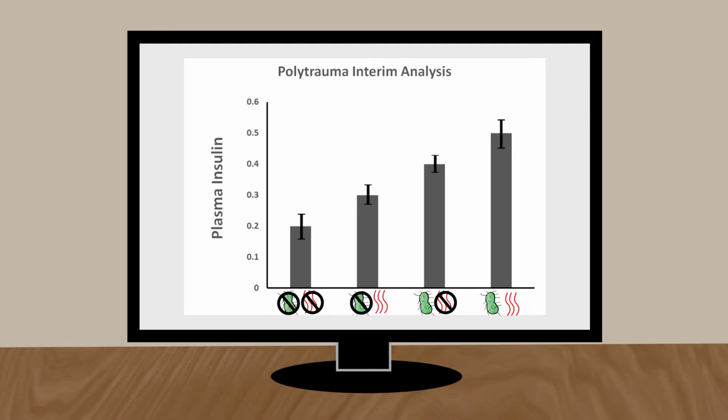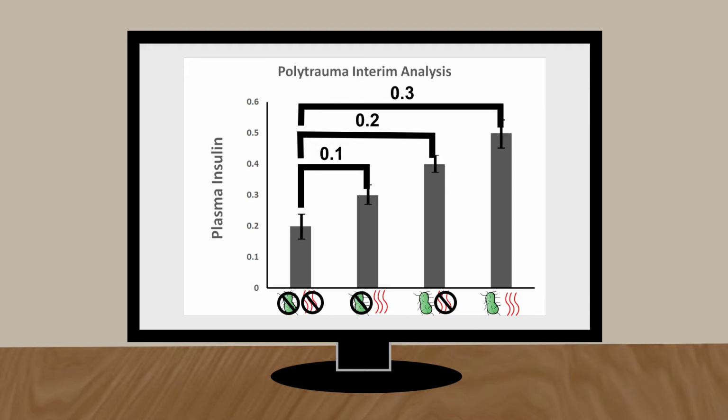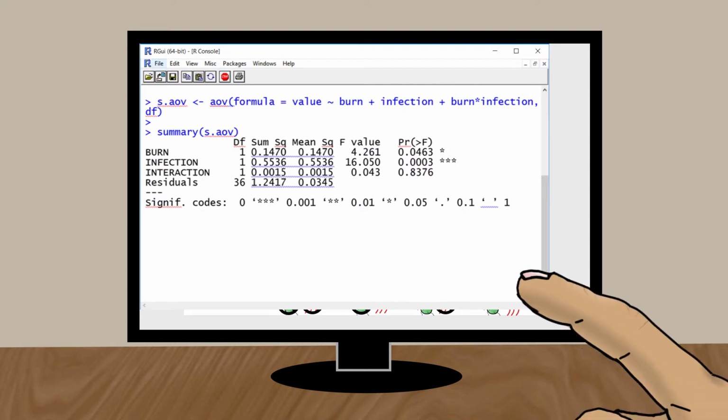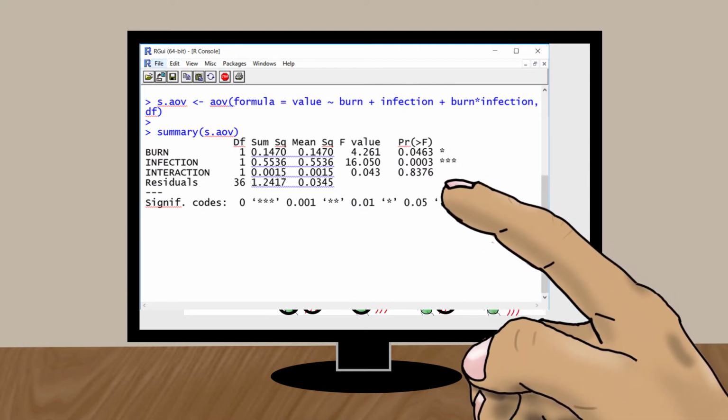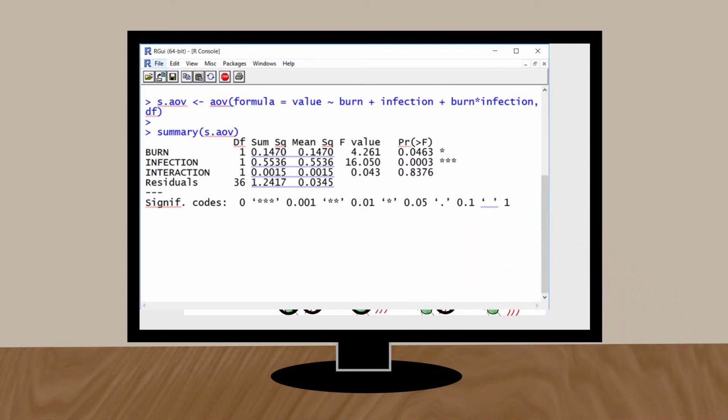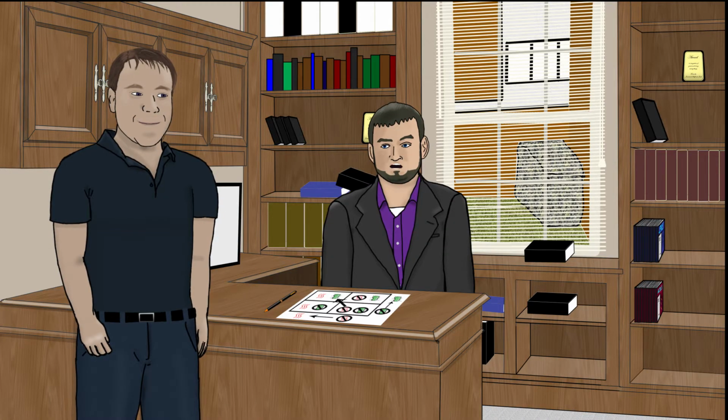Right, but remember that the interaction effect is looking at whether those differences just add up to result in the effect of the combined treatment. If we look at the effect of burn, it decreased sensitivity by about 0.1 nanograms, the infection by about 0.2 nanograms, and the burn and infection by about 0.3 nanograms. So in this case, there is a significant effect of burn, a significant effect of infection, but no significant interaction effect. So that means there is no evidence from your data that the polytrauma model is any different than what you would expect from the two injuries separately.